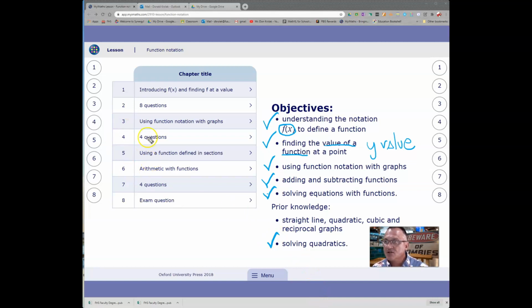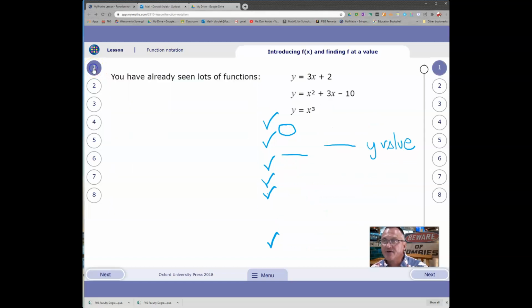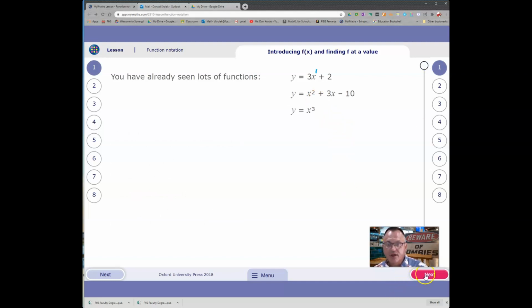All right, let's take a look at the first section of this chapter, which is introducing f of x and finding the value of f at a value. Okay, so we have three functions here. The first one's a linear function. The second one's a quadratic, looks like a parabola. And the third one is a cubic, which kind of looks like a cooked piece of spaghetti. That's what a cubic looks like.